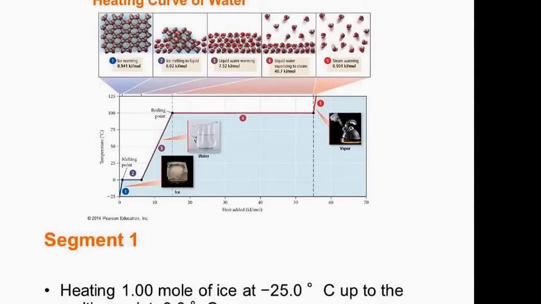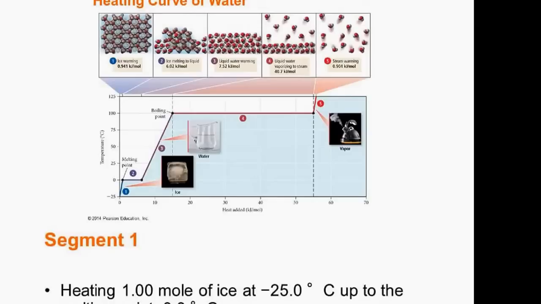Now I want to talk about heating curves. A heating curve is when we start off with a substance at a certain temperature, and then we either remove heat or add heat. And then we calculate what happens in terms of the amount of heat either given off or released as it has absorbed more and more heat.